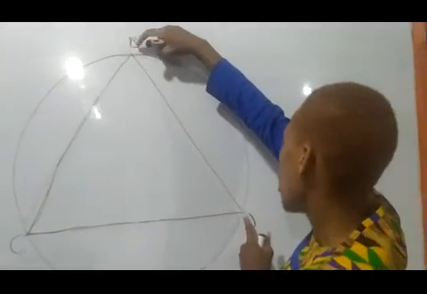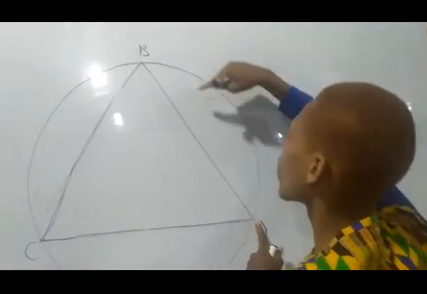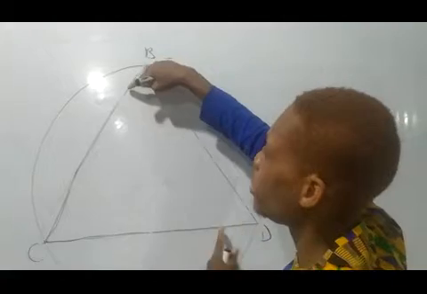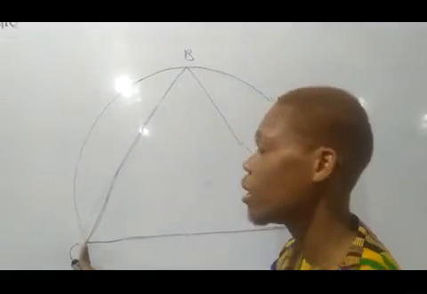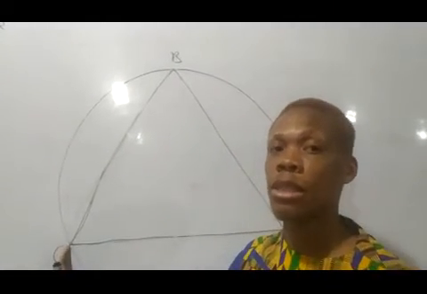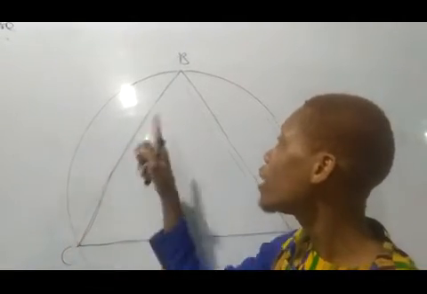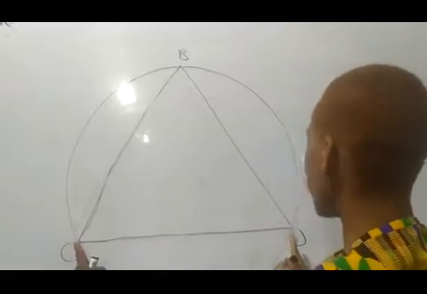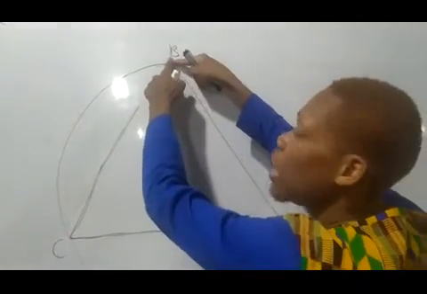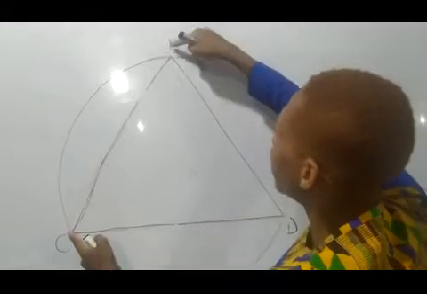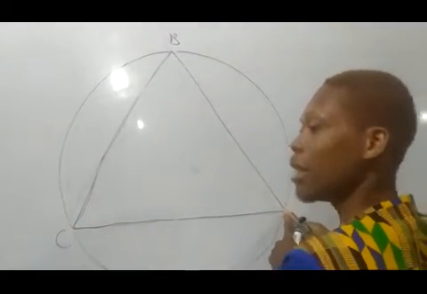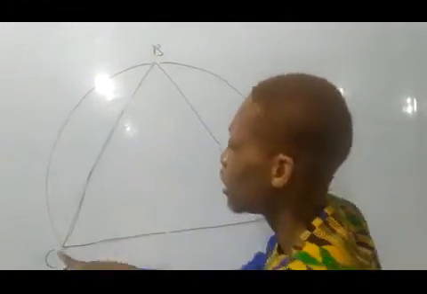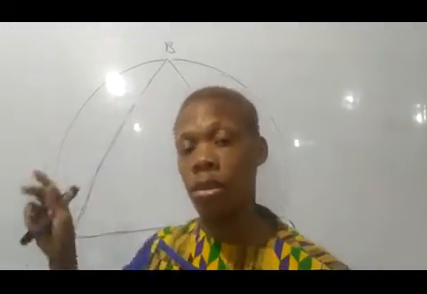Lastly, if we take a look at BD, say BD is also a chord, and BD is subtending C at the circumference. So you realize that all these angles are subtended at the circumference. Chord CD is subtending B at the circumference. Chord CB is subtending D at the circumference. And chord BD is subtending C at the circumference.